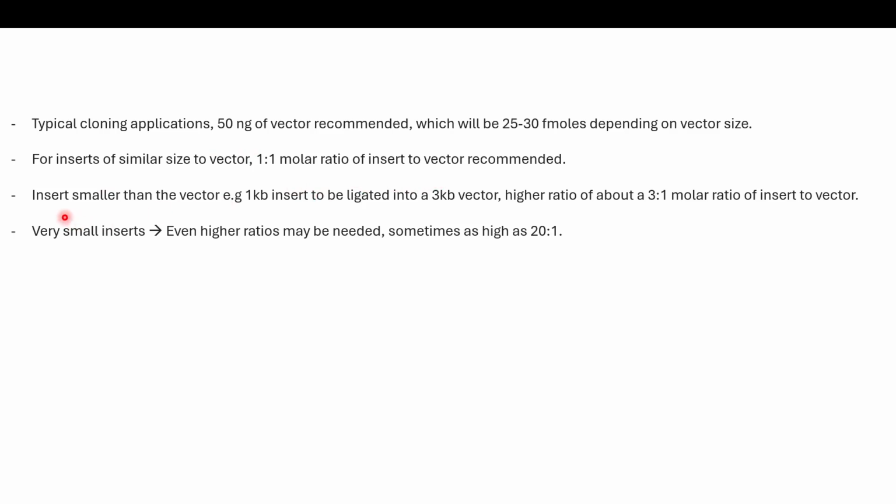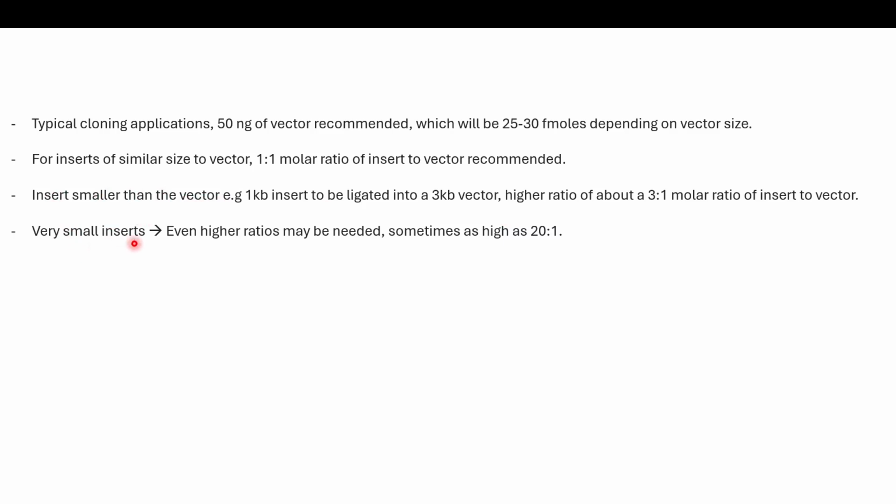Now, if the insert size is much smaller than the vector, suppose a 1 kb insert has to be ligated into a 3 kb vector or 5 kb vector, or a 500 base pair insert has to be ligated into a 3 kb vector, then you need a much higher amount of insert, that is the smaller fragment, so that the insert molecules have a higher chance of integrating into the vector sequence.